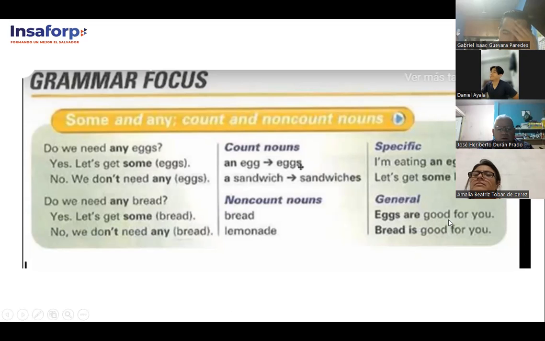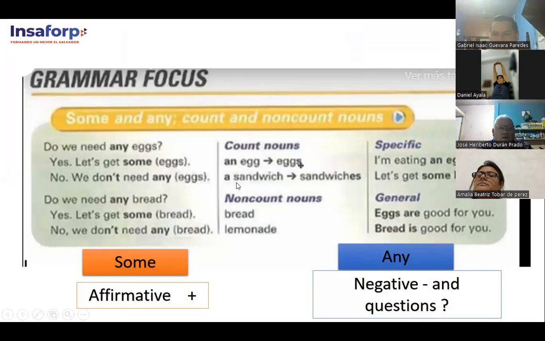In general, eggs are good for you. Bread is good for you. Why? Because eggs can be singular or plural, because they are count nouns. So in general, we say eggs are good for you. But with non-count nouns, we say it like this: bread is good for you. Let's look at the next graphic. Maybe it's going to help you a little bit more.